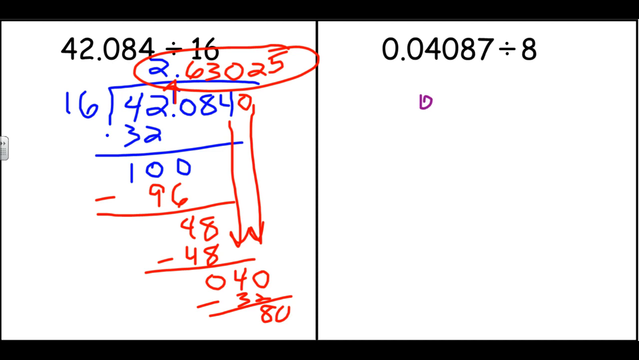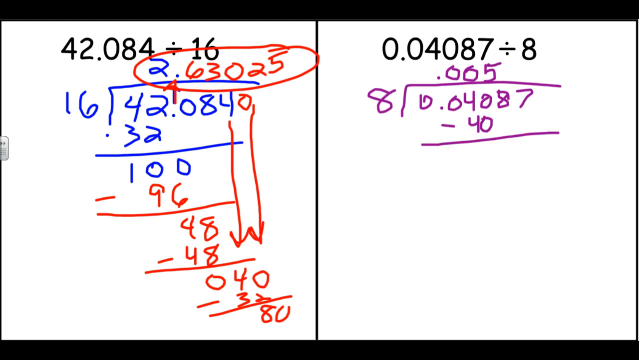Finally, 0.04087 divided by 8. Add a decimal point, doesn't go into 0, doesn't go into 4, goes into 45 times, as 8 times 5 is 40. Now we have an 8. 8 goes into itself once.